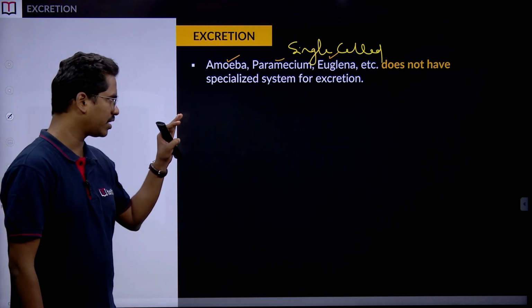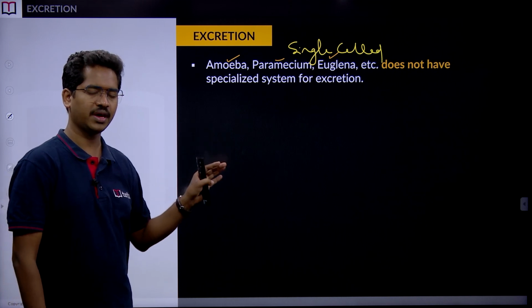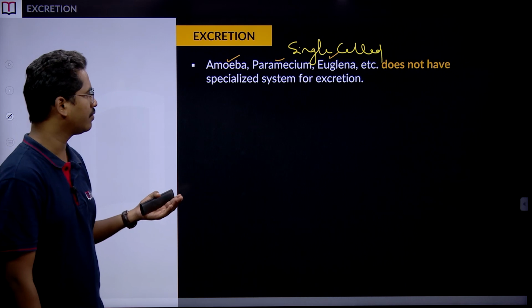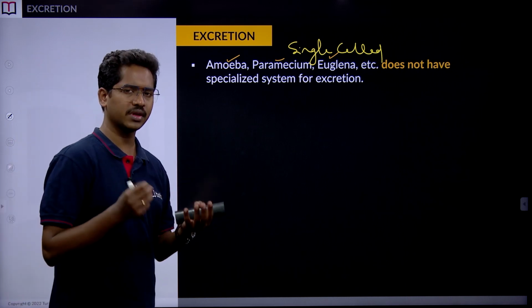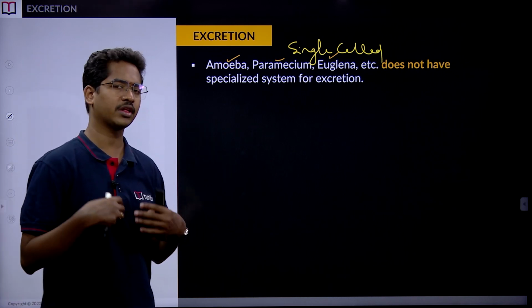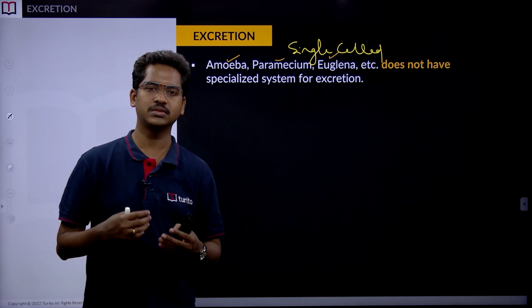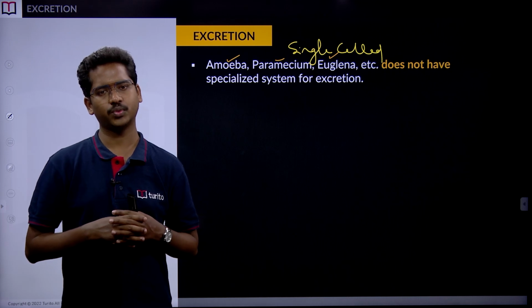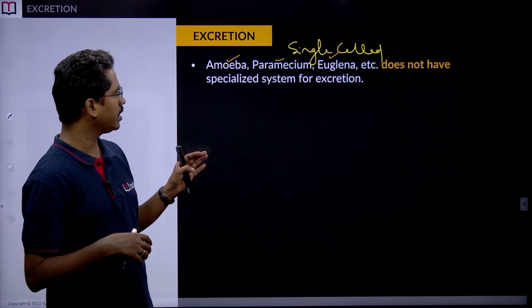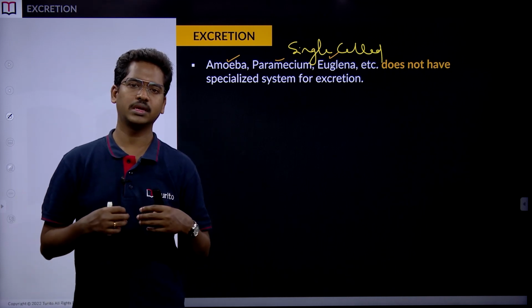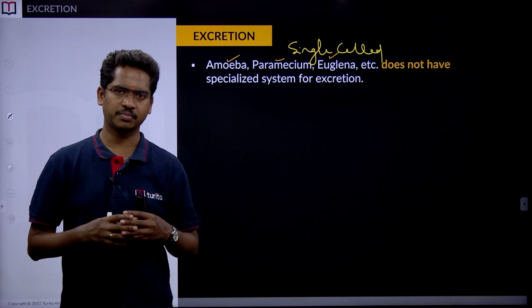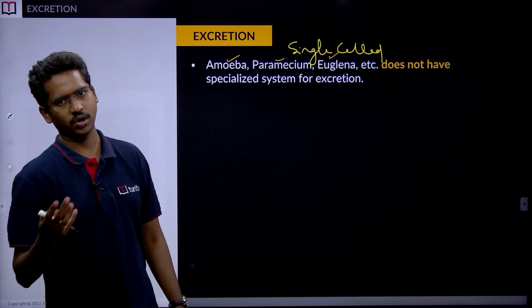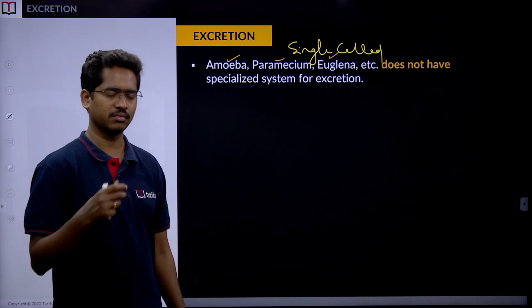So, amoeba, paramecium, euglena, etc., do not have a specialized system for excretion, because they are single celled. We have dealt with it in previous classes also. We cannot expect them to have a specialized system to excrete body wastes. So, they simply give out the excretory products directly from their cells, by osmosis or endosmosis.